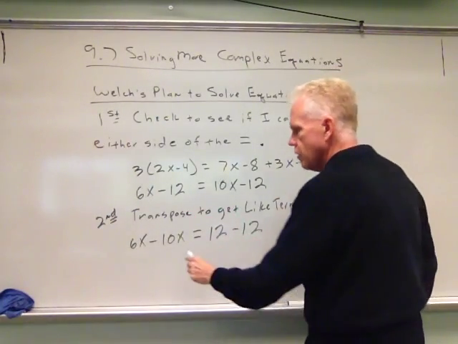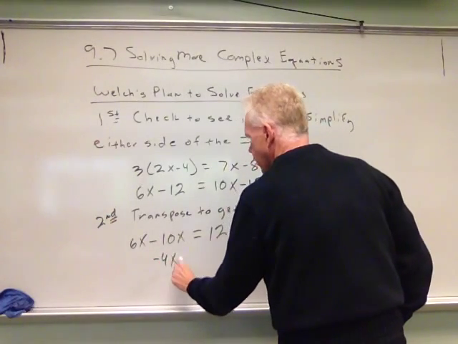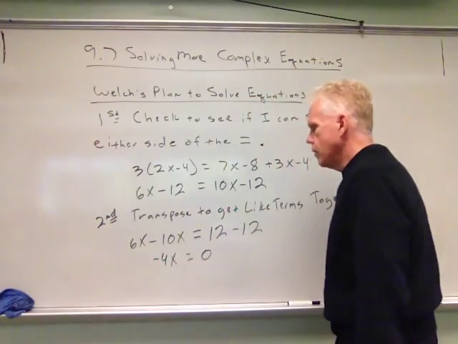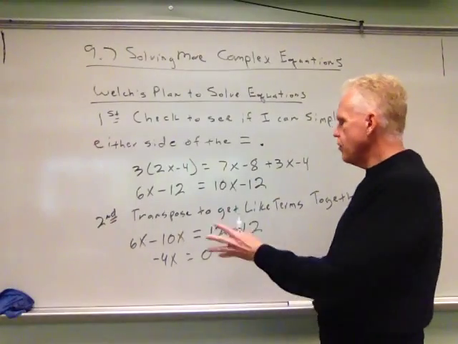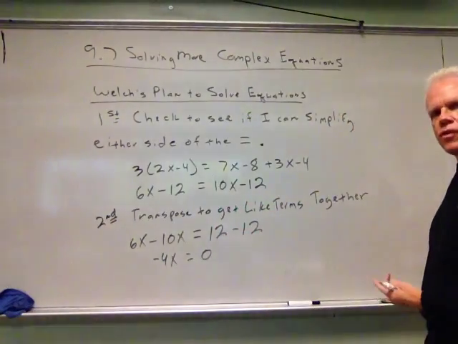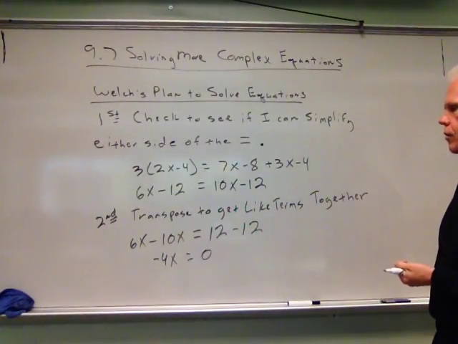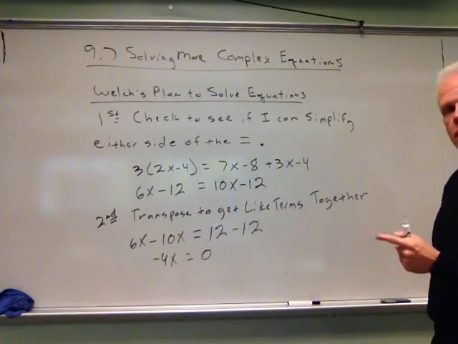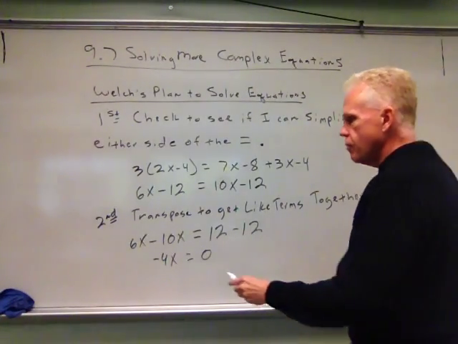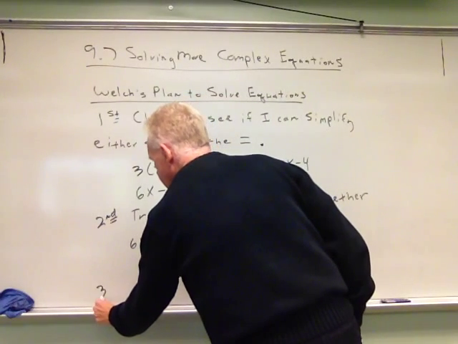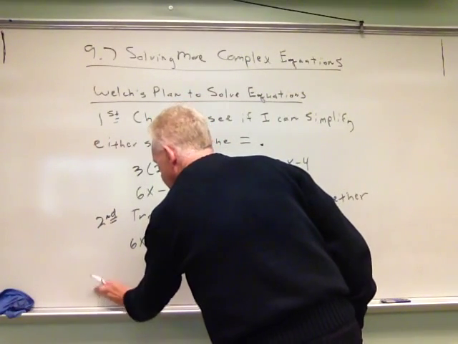Now we simplify that a little bit more. I'll get a negative 4x equals 0. Negative 4x equals 0. So my second step was to transpose to get like terms together on the same side of the equation. My last step, okay, step 3. I don't know if I got room to put it down here. Let's just call it last.